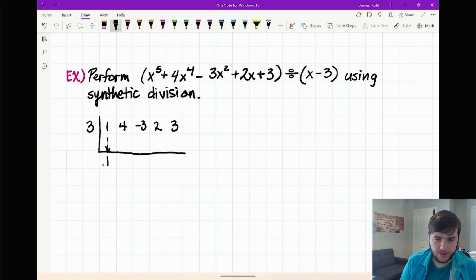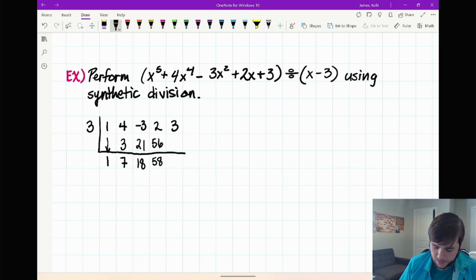I multiply my 3 times 1, and that gets me 3, so that's what I add here. Then I add down to get 7. Again, 3 times 7 is 21, so that goes here. I add down to get 18. 3 times 18 is 54. So that number goes here. I add down to get 58. And then 3 times 58 would be 174. Add down to get my remainder, 177.